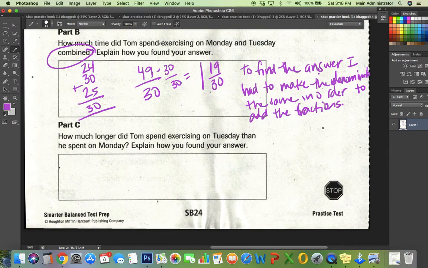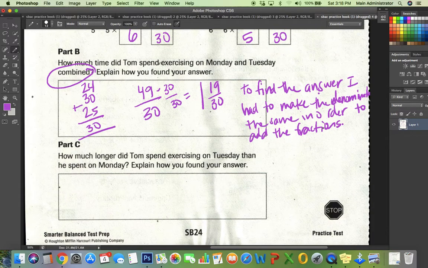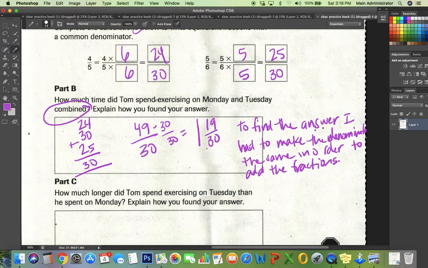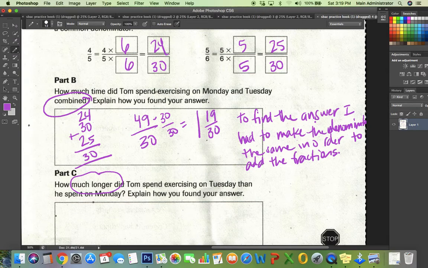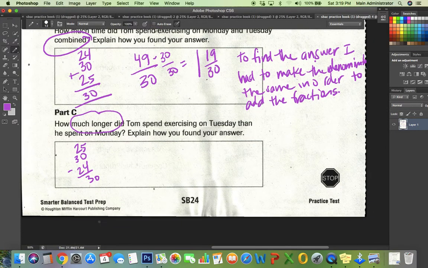Part C says, how much longer did Tom spend exercising on Tuesday than he spent on Monday? How much longer is usually a subtraction problem. Thankfully, I already have them with the same denominator, so I have 25/30, and I'm subtracting 24/30. That's really easy. That equals 1/30.